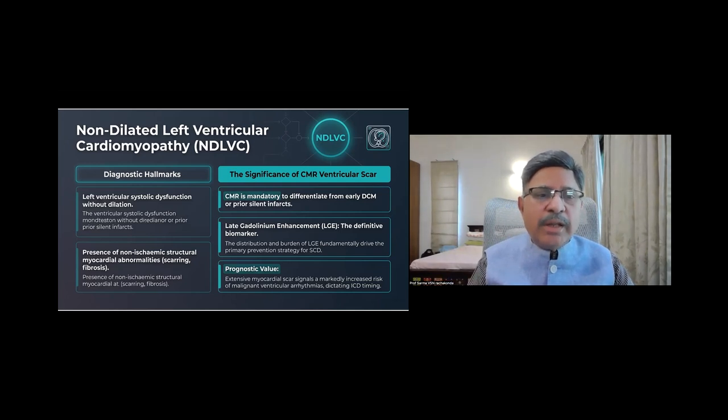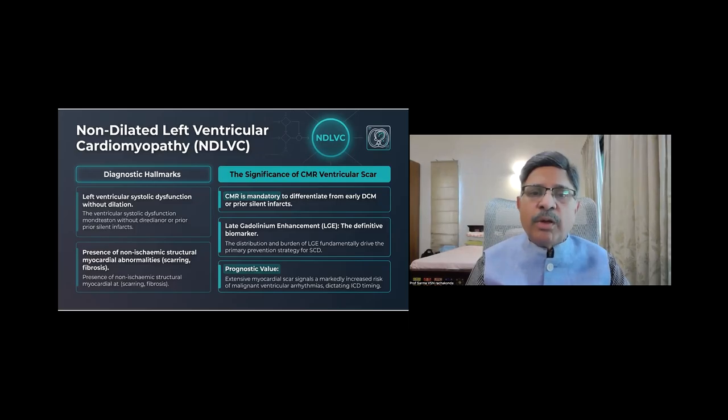Ventricular dysfunction without any prior or salient infarct. Presence of non-ischemic structural myocardial abnormality. These myocardial abnormalities are non-ischemic: scarring and fibrosis. There is scarring of the ventricular muscle, without there being an ischemic reason, and fibrosis. Presence of non-ischemic structural myocardial scarring or fibrosis.